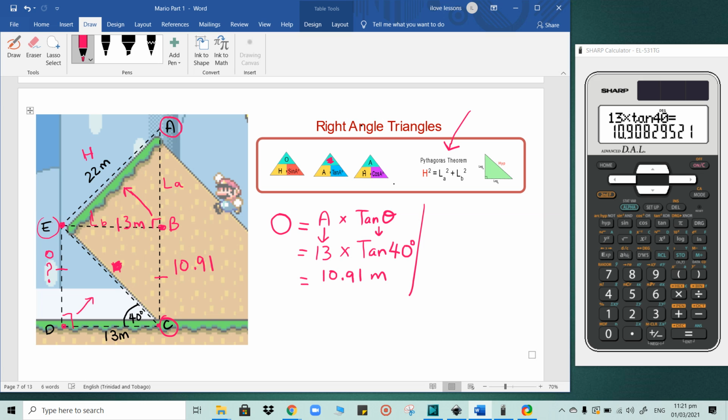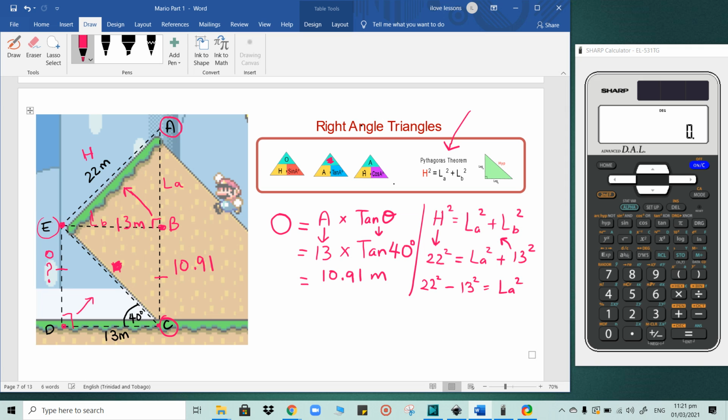Let's find leg A. Hypotenuse squared is equal to leg A squared plus leg B squared. Hypotenuse is 22 squared. Leg A we don't know, and leg B is 13 squared. So how much is 22 squared? Now, instead of working out each one, like 22 squared and writing it down, and 13 squared and writing it down, let's just throw it over one time. We'll end up with 22 squared minus 13 squared is equal to LA squared, leg A. So we can work it out. It saves me a little bit of working.